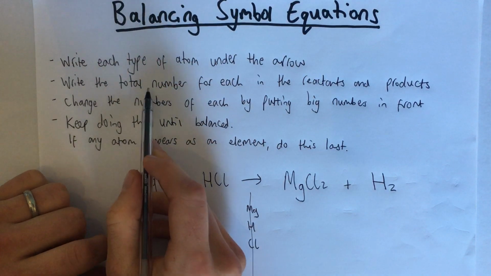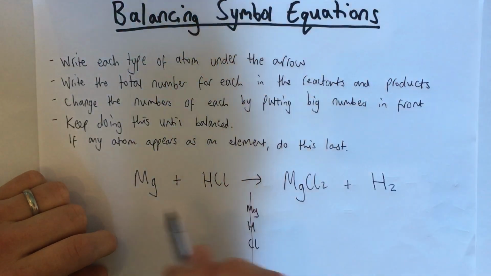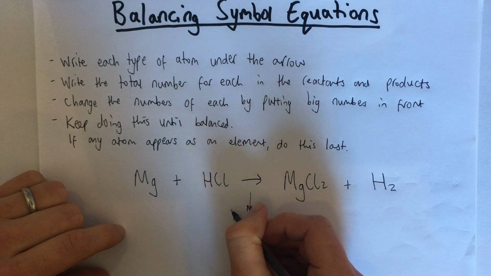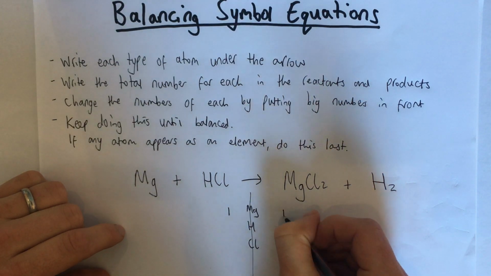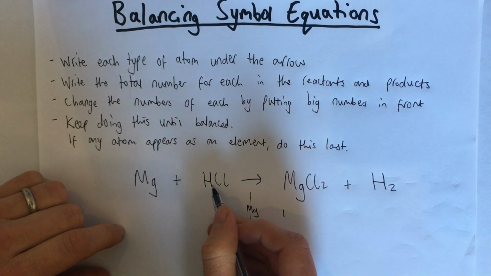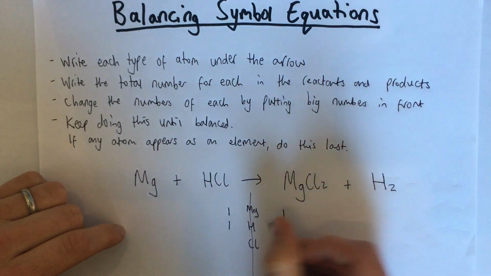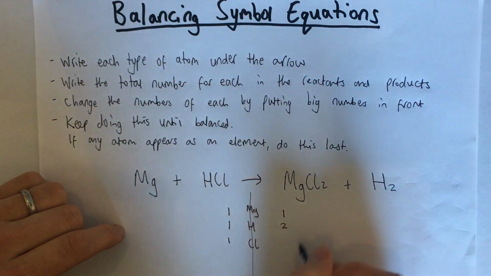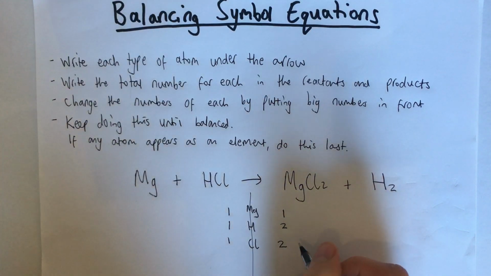Okay, next I'm going to write the total number for each type of atom in the reactants and in the products. So starting with magnesium, in the reactants we've got 1, because remember no number means 1. And in the products we've got 1. For hydrogen, in the reactants we've got 1. And in the products we've got 2. For chlorine, in the reactants we've got 1. In the products we've got 2. Okay, so it's not balanced, clearly.